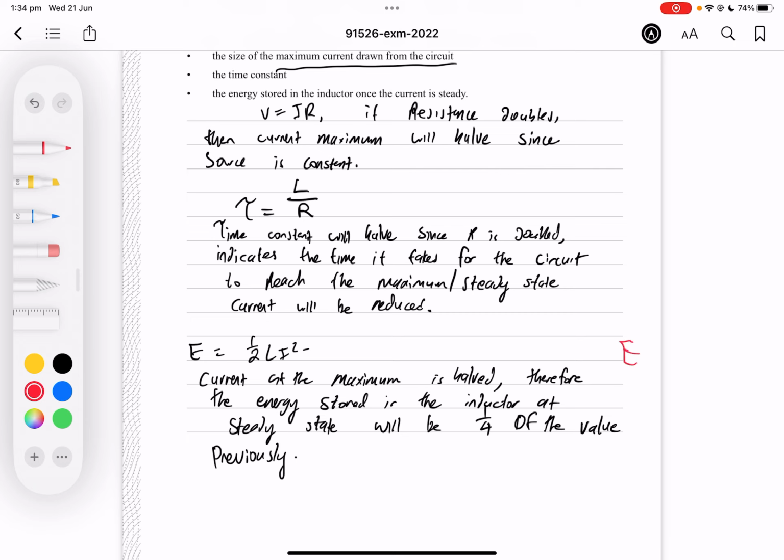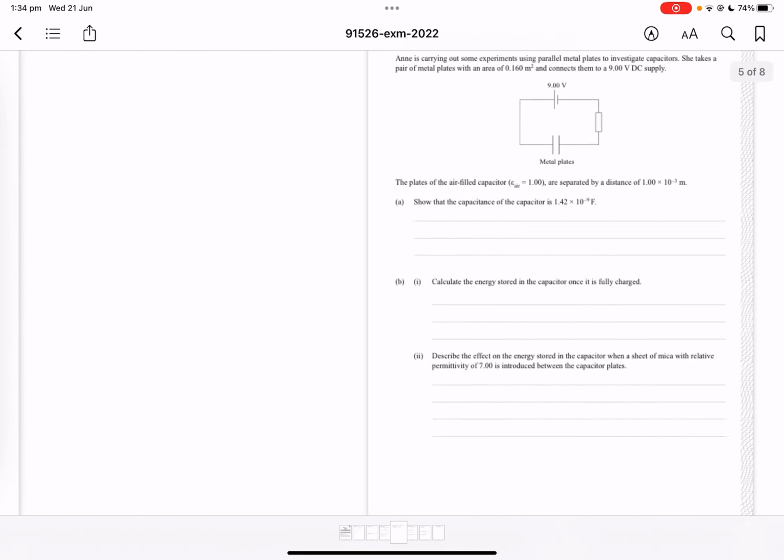And for a merit, if you have any 2 statements of correct reasoning, then you'll have a merit. And for an achieved, you only need 1 statement that is correct. So current decreases, time constant decreases, or less energy stored in the inductor. So just the basic statements there will get you an achieved.